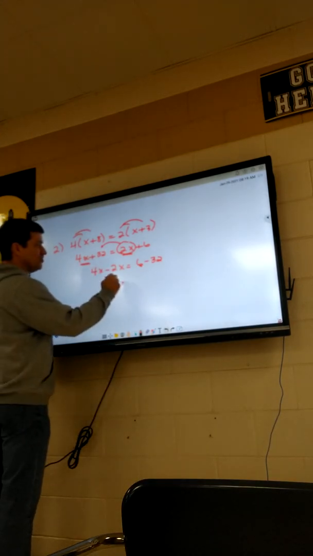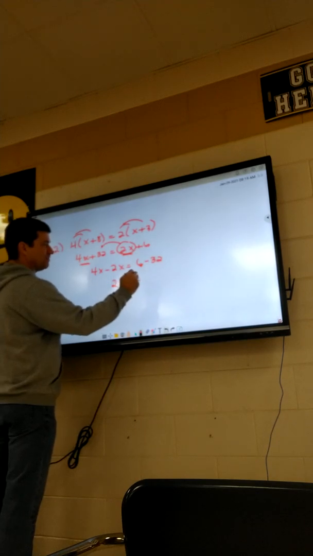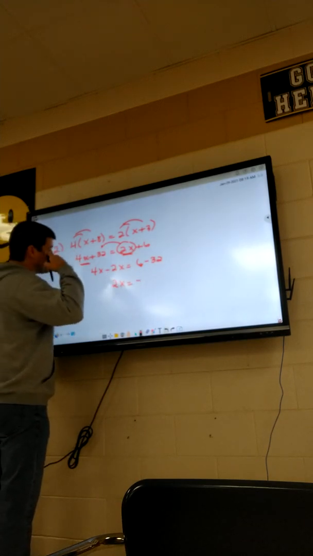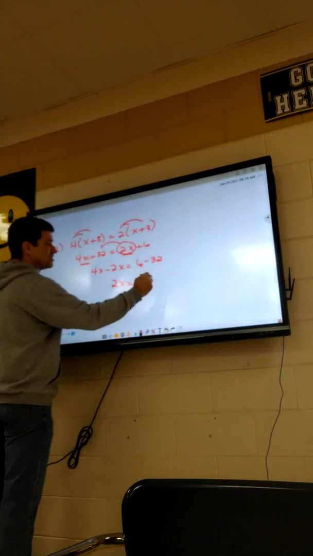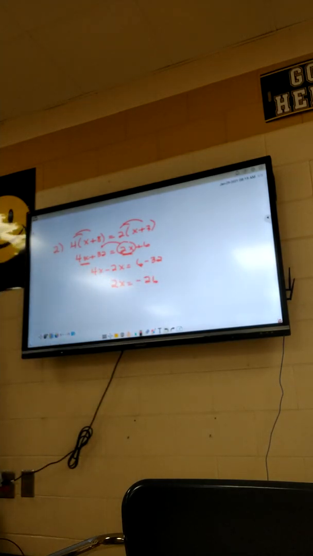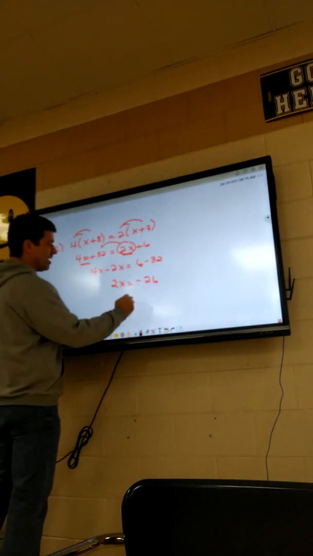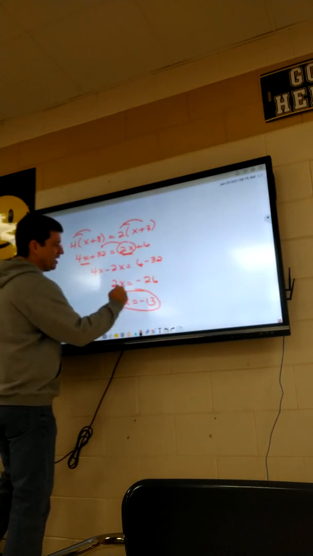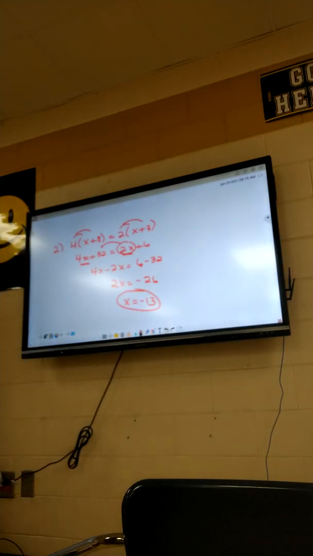Y'all should have 2x equals negative 6 minus 32 is negative 26. What's always the last step? Divide. So my answer is going to be negative 13. All right, again, that's a problem y'all should already know how to do. We're just reviewing it.